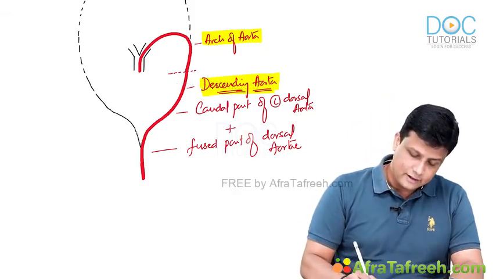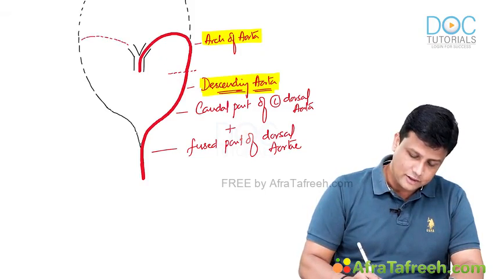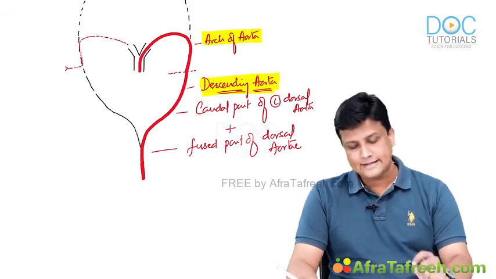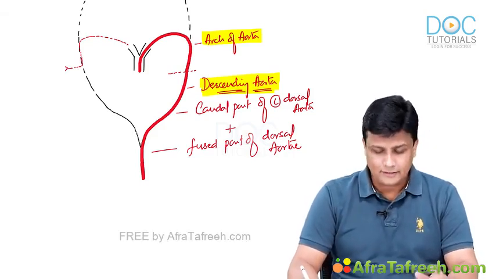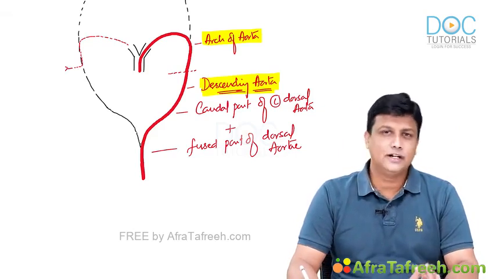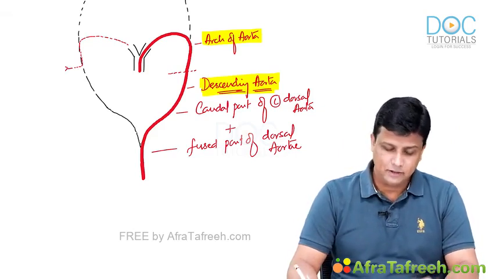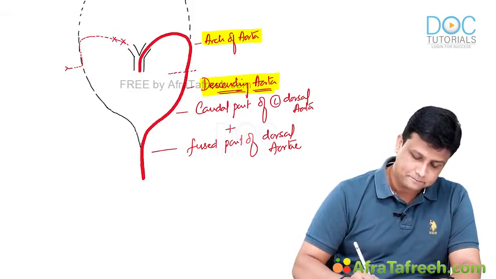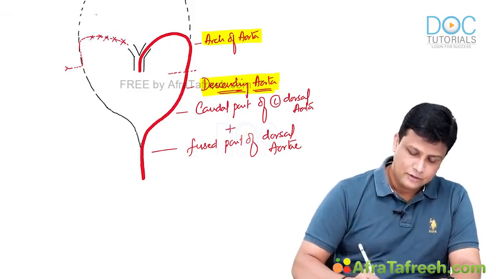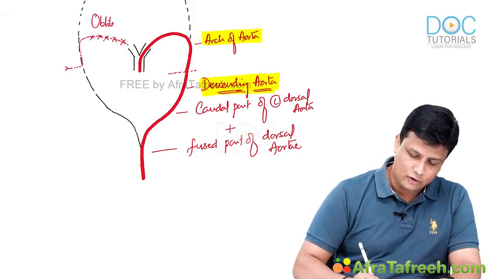The normal right subclavian artery is derived from the right fourth arch artery, right dorsal aorta, and then the right seventh cervical intersegmental artery. That is a normal right subclavian artery. But unfortunately, in some people, the right fourth arch artery will obliterate.